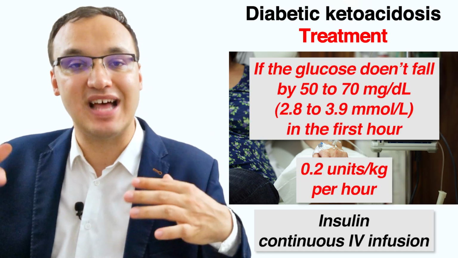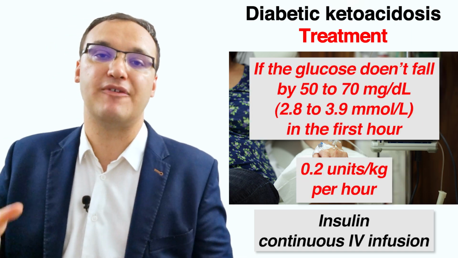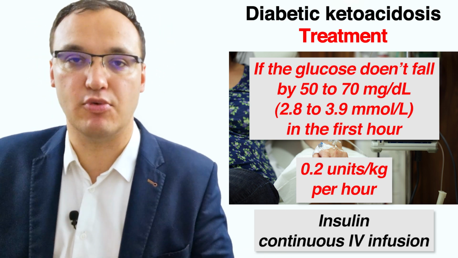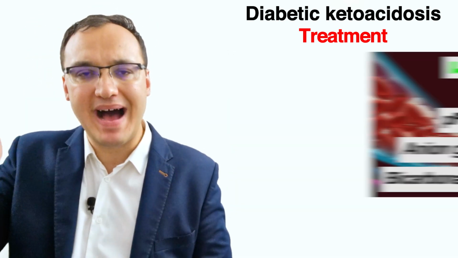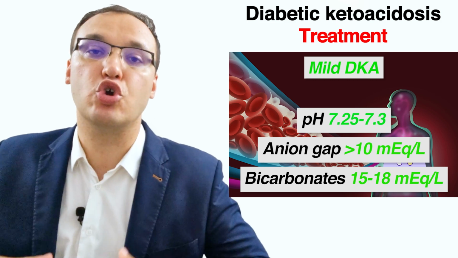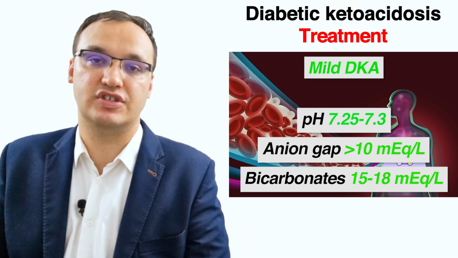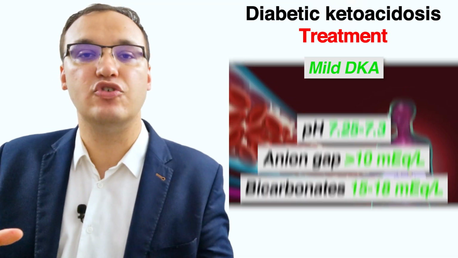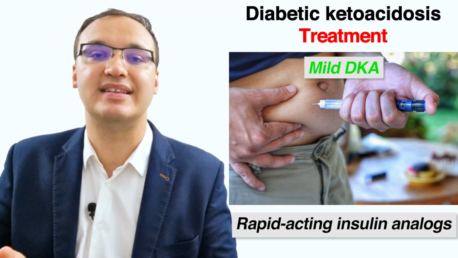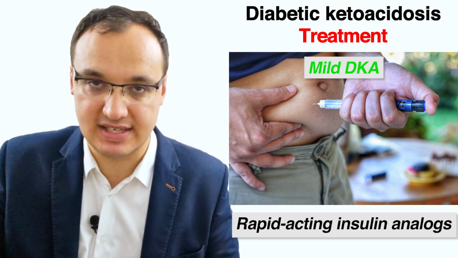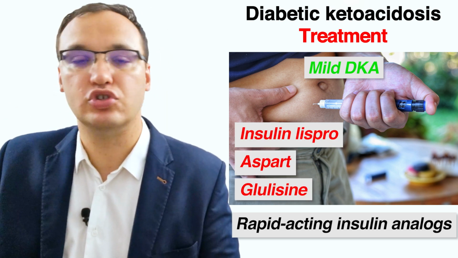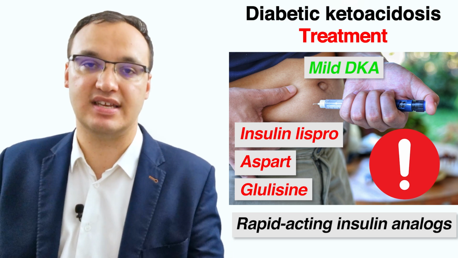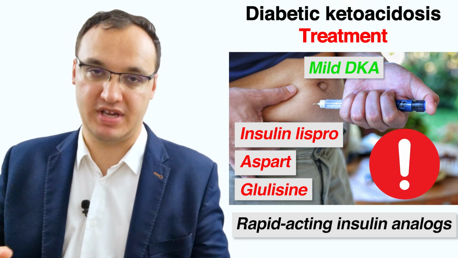And then the amount is doubled if the glucose does not fall by 50 to 70 milligram per deciliter, or 2.8 to 3.9 millimole per liter in the first hour. In mild diabetic ketoacidosis, there is a more cost-effective alternative to intravenous insulin. In such a case, the initial treatment of mild DKA can be done using a subcutaneous rapid-acting insulin analog such as insulin Lispro, Aspart, or Glulisine. However, caution is required for selected patients in such a setting, and adequate monitoring should be assured.